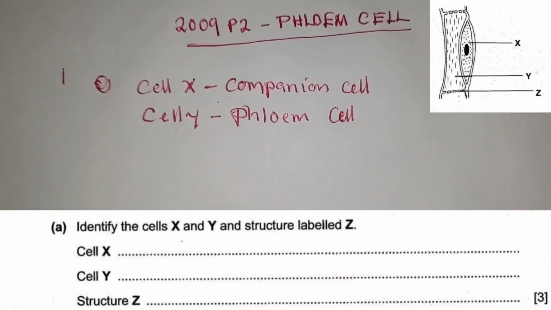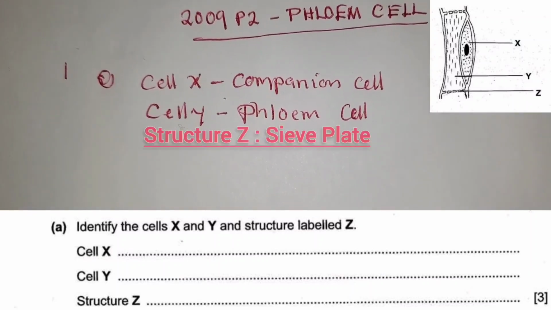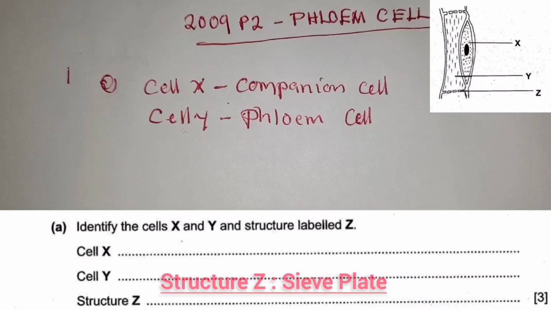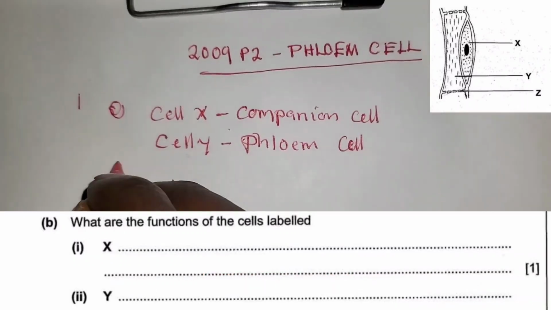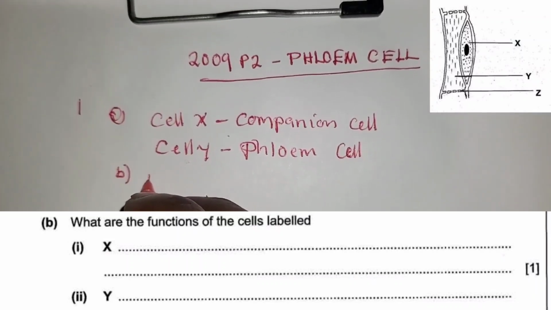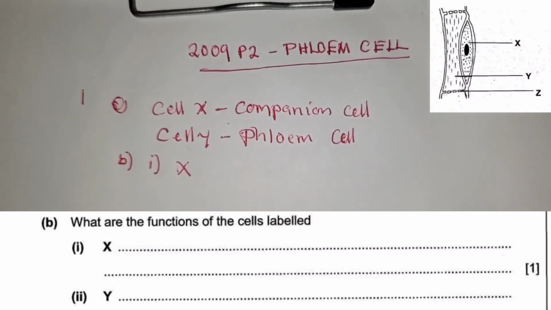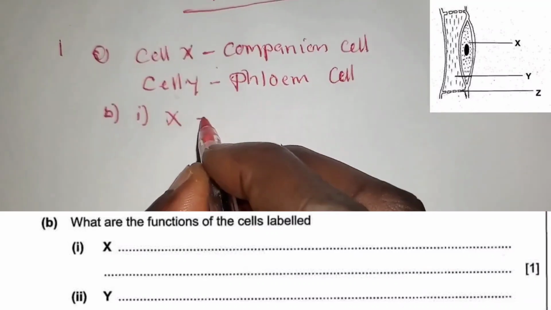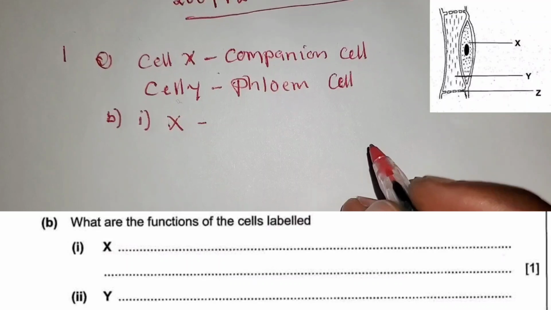All right. Then the next question reads, which is question B. What are the functions of the cells labeled X and Y? So this is question B. What are the functions of cells labeled X and Y? So let's start with the function of X, then the function of Y.